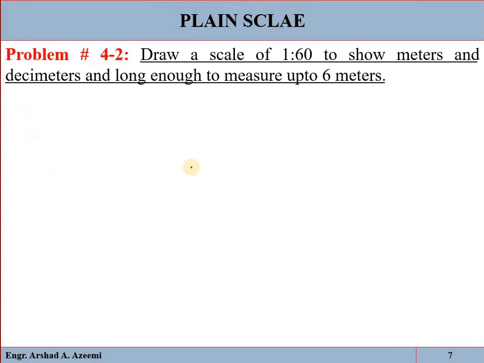Now second example is draw a scale of 1:60 to show meter and decimeter. We have two units, we have to represent the meter and decimeter. So decimeter is a subunit of meter. See, in 1 meter we have 10 decimeter. And the scale will be long enough to measure up to 6 meter. We have to construct a scale of such a length through which we can transform the 6 meter distance from the drawing into the actual object.